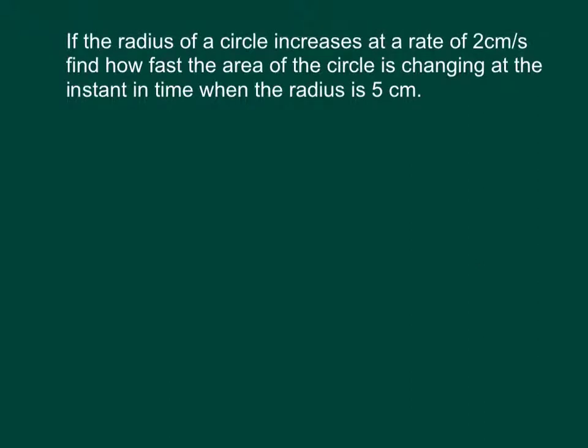For example, if the radius of a circle increases at a rate of 2 centimeters per second, find how fast the area of the circle is changing at the instant in time when the radius is 5 centimeters. In other words, we want to find the rate of change in the area of the circle.